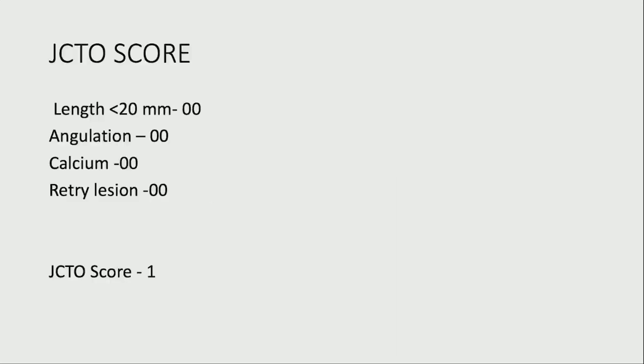Coming to the JCTO score, it was an ambiguous cap, which gets a score of 1. The length was short segment and with no significant angulation. Calcium, it was not a retro lesion. So the JCTO score comes to be 1. Now we'll move on to the live case.